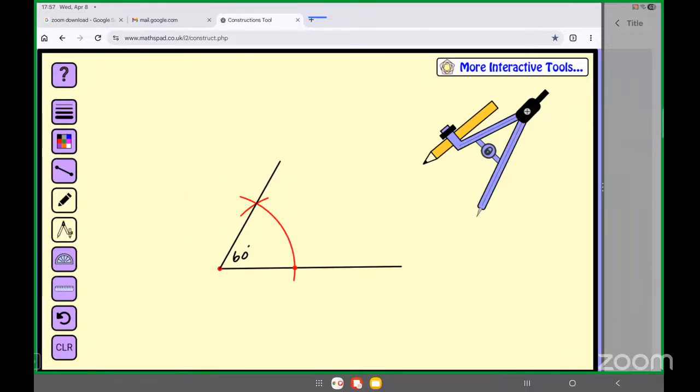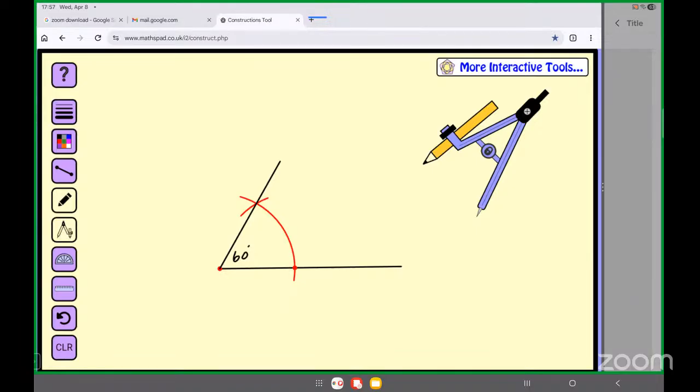A 60-degree angle looks like that. So CSEC will give you that diagram on the exam paper and ask you what angle is that with those 2 arcs. That's 60 degrees. Now, when I have that 60 degrees, I can now bisect that to find the 30. I can bisect that 60-degree arc now if I want 30.